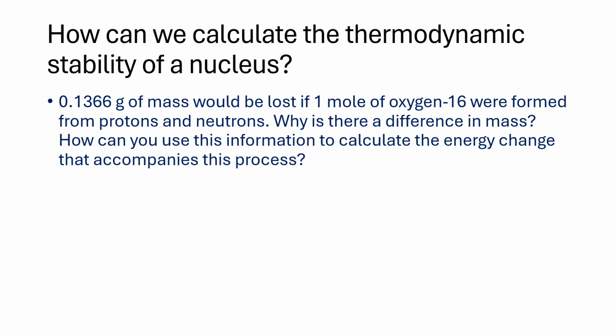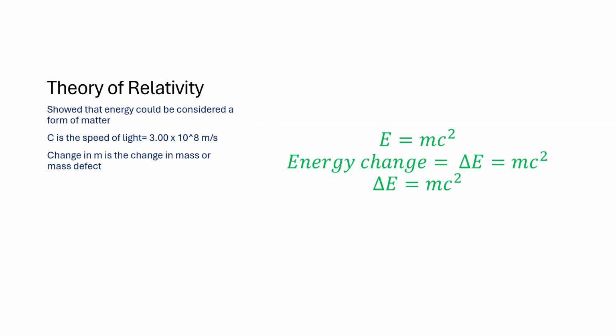So 0.1366 grams of mass would be lost if we form 1 mole of oxygen-16. So why is there a difference in mass? And how can you use this information to calculate the energy change that accompanies this process? So Einstein is famous for his theory of relativity, which showed that energy can be considered as a form of matter. So you have c representing the speed of light, which is 3.0 times 10 raised to 8 meters per second. And you have your energy change, wherein it's basically just ΔE equals Δm c squared.